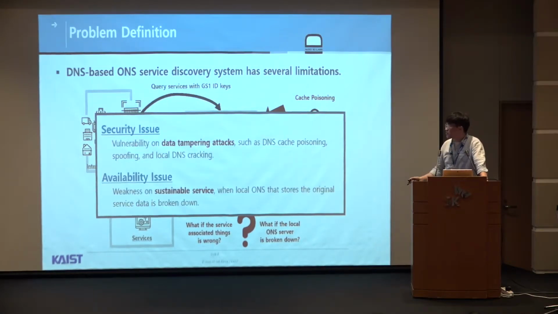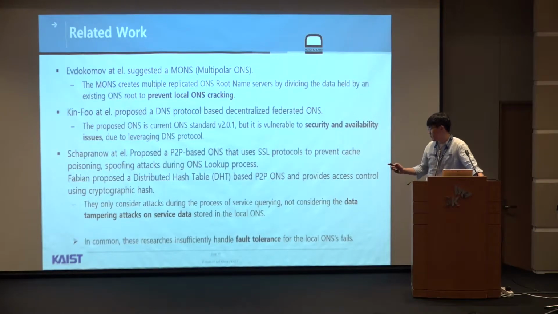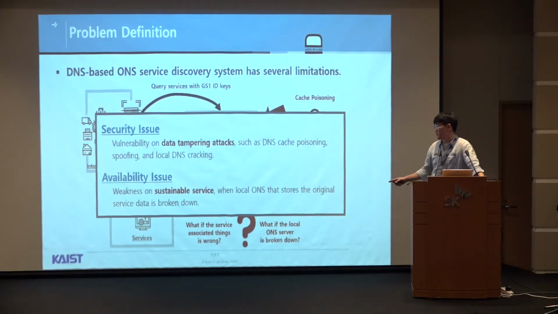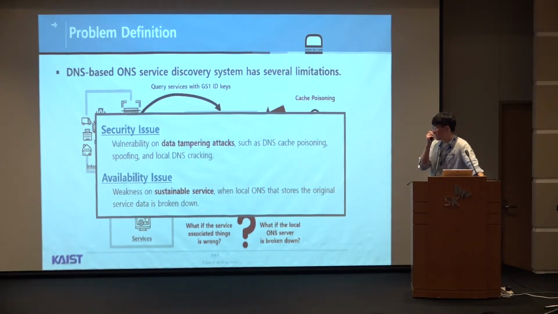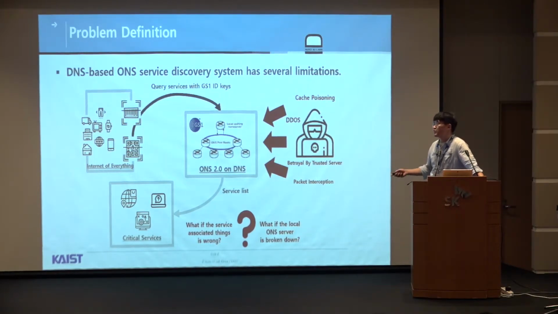So there are two issues: a security issue, vulnerability to data tampering attacks such as DNS cache poisoning, spoofing, and local ONS cracking; and an availability issue, the weakness in sustainable service when the local ONS that stores the original service data is broken down. Originally the service is stored in the local ONS. So when the local ONS is broken down, people cannot discover the service which they want.